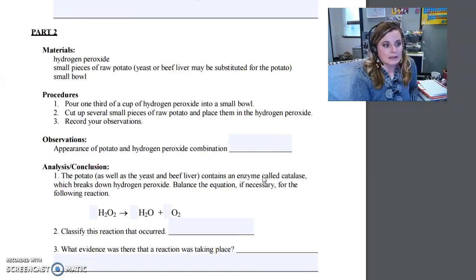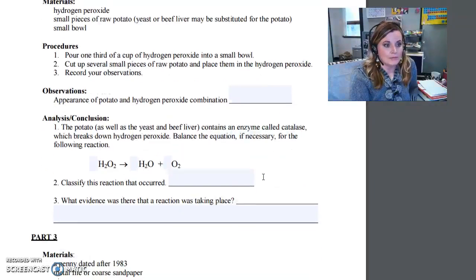Your second experiment, you need hydrogen peroxide. This is just plain old 3% hydrogen peroxide you can buy over the counter, easy to find near the Band-Aids at the grocery store or at your local drugstore. Small pieces of raw potato. Okay, you can use yeast or beef liver. Potato's pretty easy to come by, so, and a small bowl.